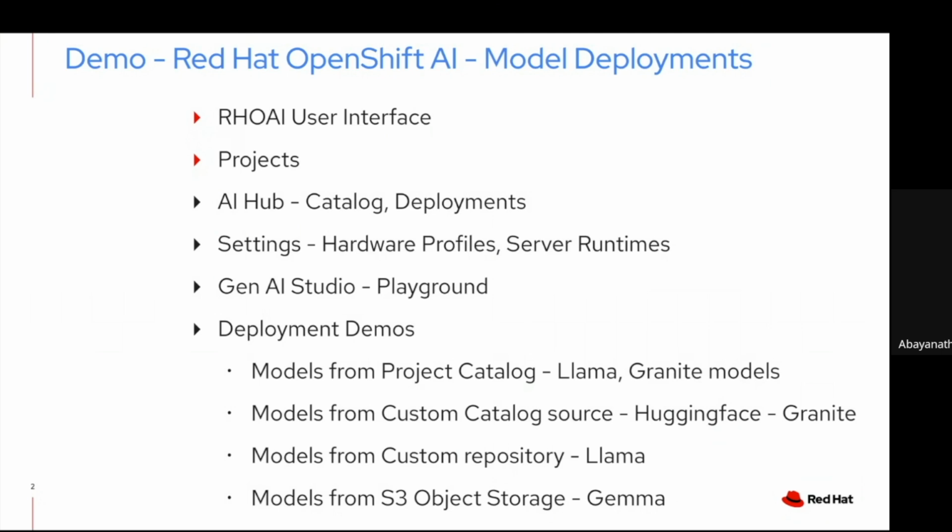And the tool provides a capability to add custom catalog source. So we'll be deploying a model from Hugging Face, and likewise we will also deploy a model from a custom repository using a model core approach, as well as storing the models on an S3 bucket, and there will be a Google Gemma deployment from the bucket.